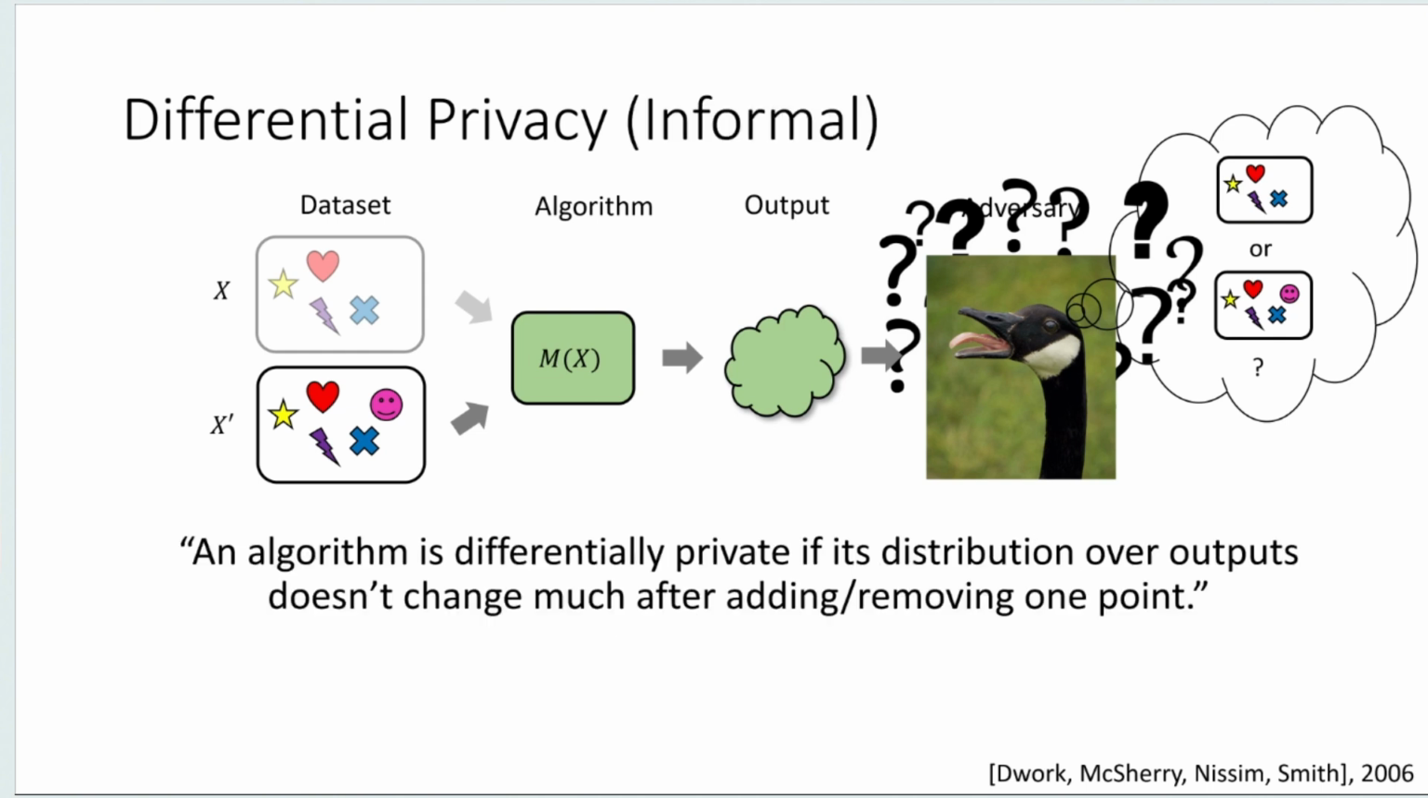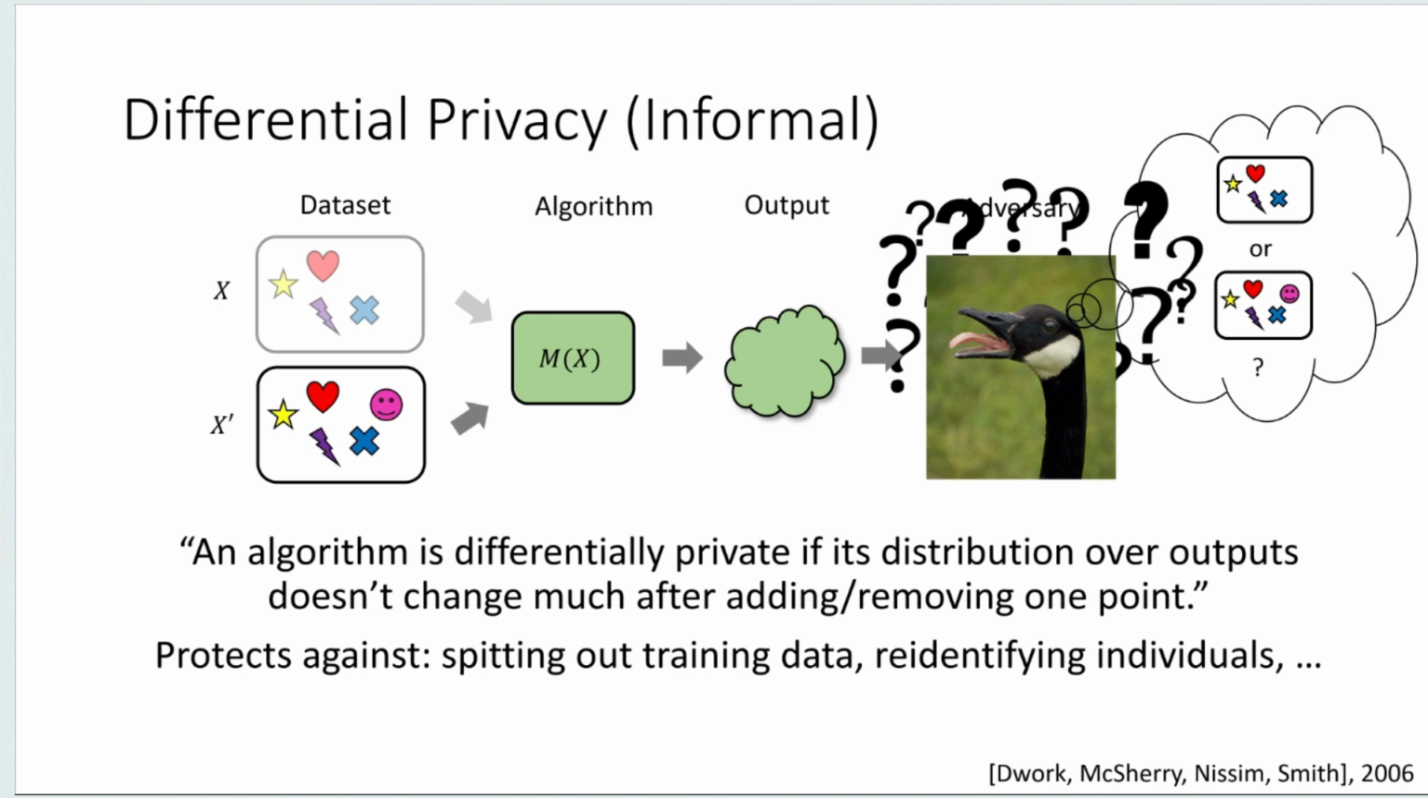And in fact, even this informal definition is not super important for today. The main thing I want to get across is the fact that this protects against things like spitting out training data, re-identifying individuals who provided their data, all these sorts of vulnerabilities that I mentioned before, and more. And one thing I really want to make clear to you is the fact that this is a rigorous and provable guarantee.